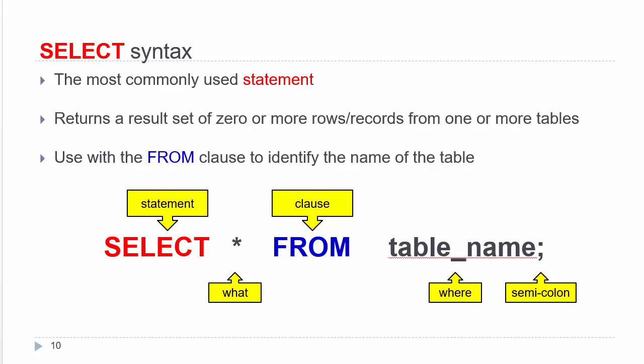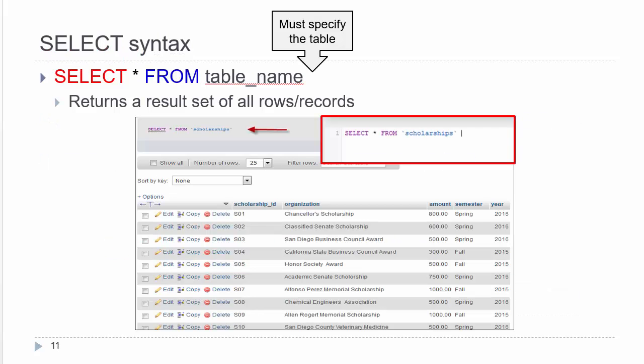So we have a statement, what we're selecting, the clause from, you always have to have that from, where or what table, and because this is a statement, it does end in a semicolon. So just showing you again the SQL select statement, you need to specify the name of the table, you need to use the from clause, and select asterisk all.